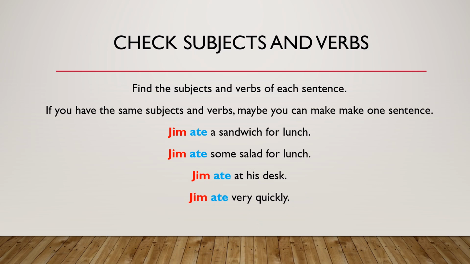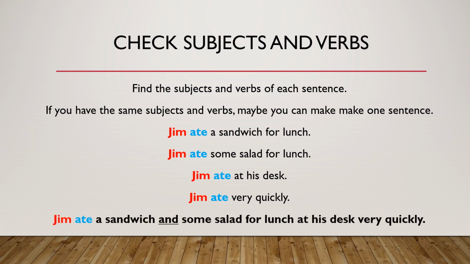Jim ate a sandwich for lunch. Jim ate some salad for lunch. Jim ate at his desk. Jim ate very quickly. We have the same subject, Jim, and we have the same verb, ate. I think we can join these sentences and make one sentence. Let's take a look. Jim ate a sandwich and some salad for lunch at his desk very quickly.